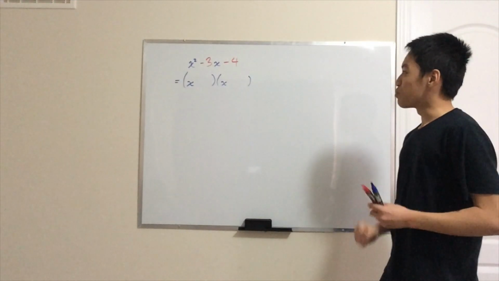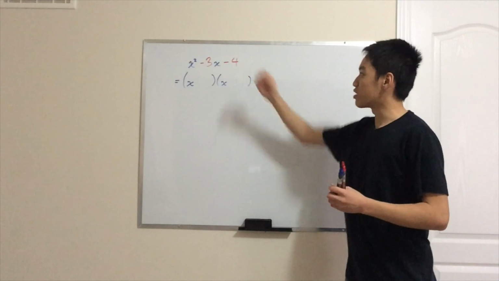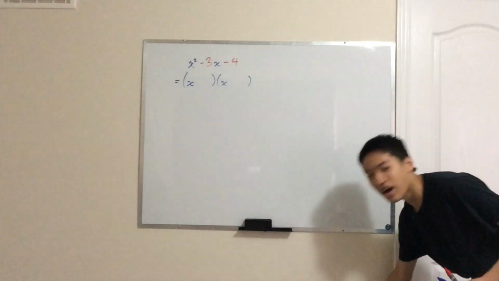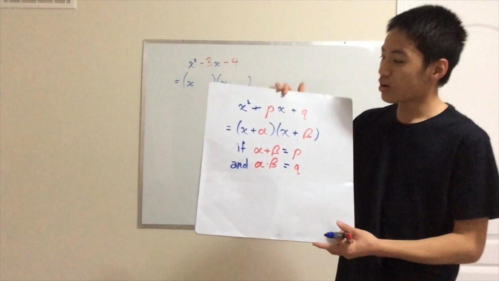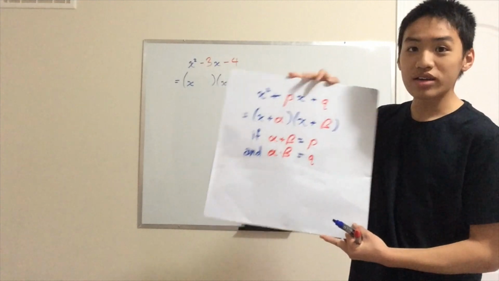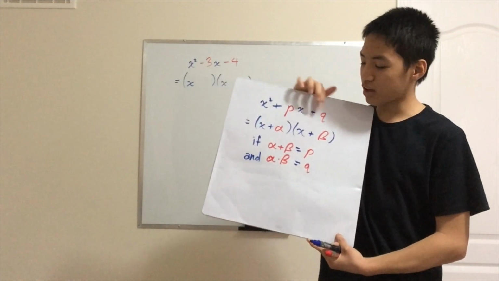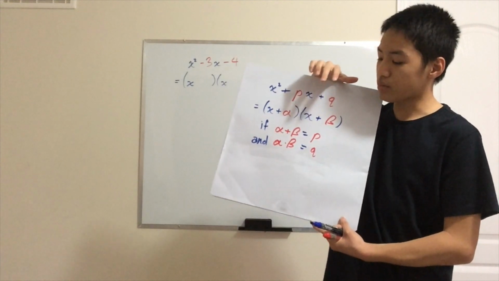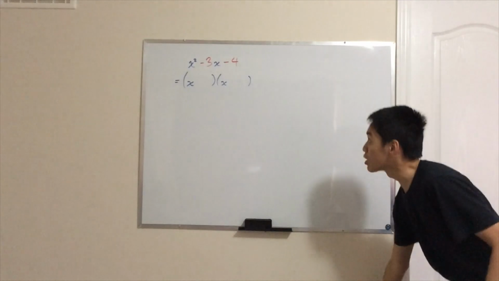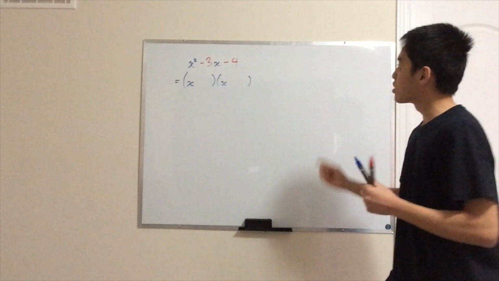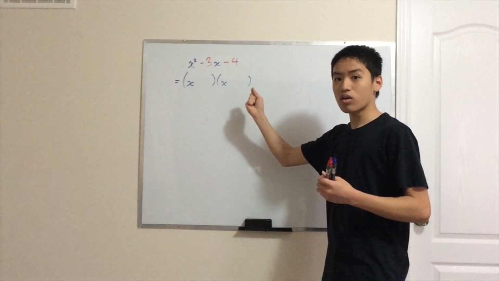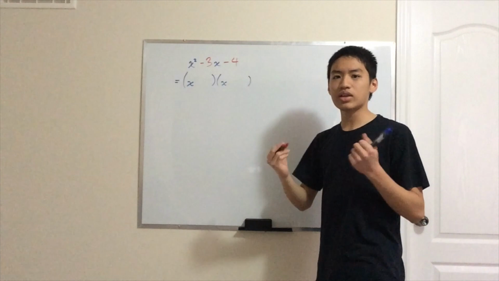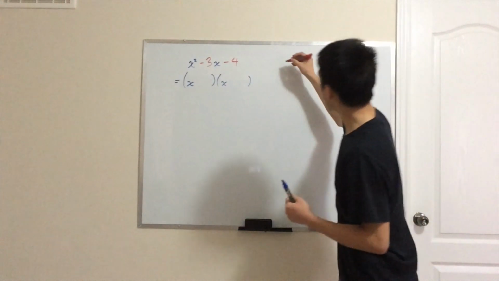Now we're going to look at an example. Here we have x squared minus 3x minus 4, and of course this is monic. The leading coefficient is 1, so we can use our technique from before. We just need to remember that x squared plus px plus q is going to be x plus alpha times x plus beta, as long as the sum of those two numbers is the middle coefficient and the product of them is the last one. So we want two numbers that multiply to give us negative 4, but add to give us negative 3. What two numbers multiply to give negative 4? What about negative 2 and positive 2?